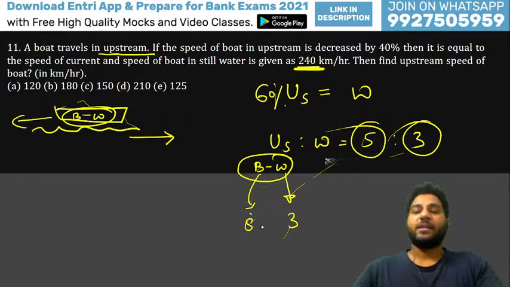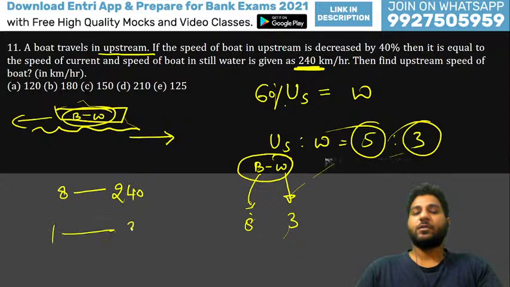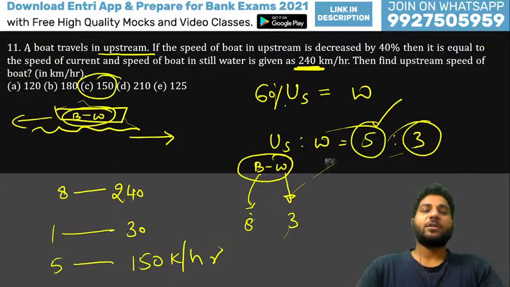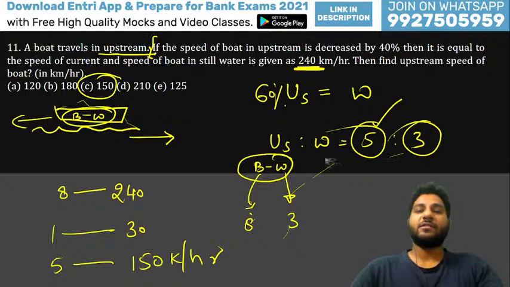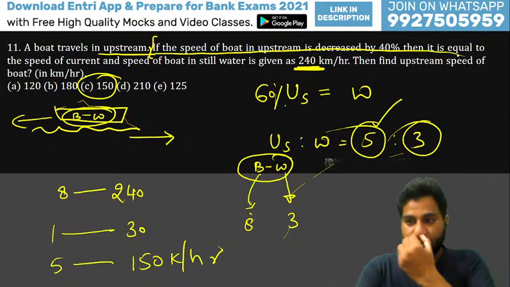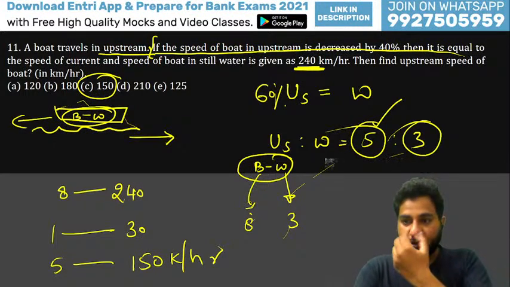And after that, look at this, the speed of boat in still water is 240, that means this 8 ratio will be equal to 240 km per hour. So 1 ratio stands for 30 km per hour. Then find the upstream speed in kilometer per hour. So upstream speed has been given as 5, so 5 equals to 150 km per hour. It was a piece of cake question. All you had to understand was the language. Look at this language you have to understand. Okay, so I hope you all have got the concept.